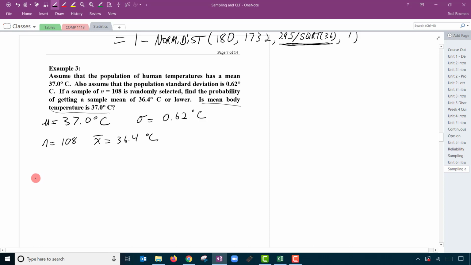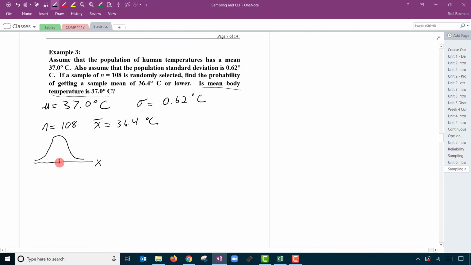One way we could do that is, determine the probability. They're saying it's 37, and we're assuming it's a bell curve. Now we're in to x bars. The middle would still be 37, and our value is 36.4. The question is, what are the chances of getting a result like this if we assume that it really is 37?